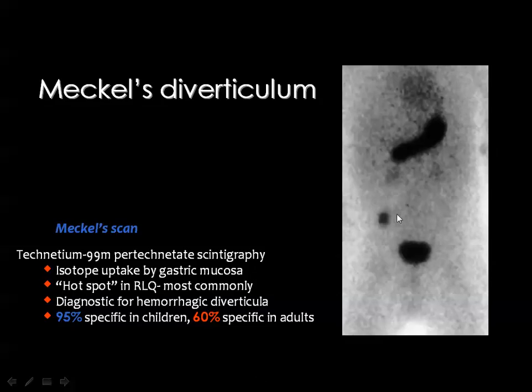And if there is a hot spot in the right iliac fossa or the right lower quadrant of the abdomen, which is the most likely the site of Meckel's diverticulum, you can be somewhat sure that this is Meckel's diverticulum containing gastric mucosa.